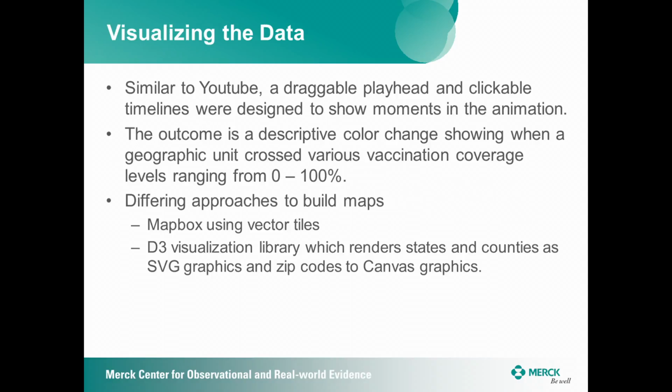So we tried to do this, like I said, like a movie with a playhead and animate things and use color changes to show when particular vaccine thresholds were covered. So when you reached 0 or 50 or 100%, the color would then change in that geographic unit. Now listen, I'm not a developer, okay, I'm an epidemiologist, but we did work with developers and they use different approaches. One of the prototypes used Mapbox using vector tiles, and the other one used D3. Really cool stuff behind the scenes we can talk about later.